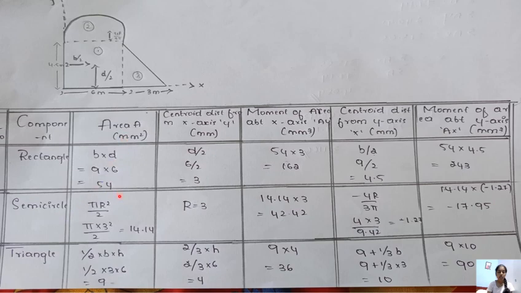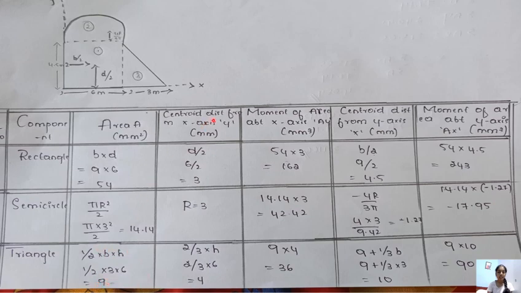Next is the semicircle. Formula for semicircle is pi r square divided by 2. Here the total depth of the semicircle is 6, so the radius is half of that, which is 3. So pi into 3 square divided by 2, we'll get approximately 14.14. And next is the triangle. The area of the triangle is half into base into height. Half into base 3 and the height 6. If we calculate this, we'll get 9.